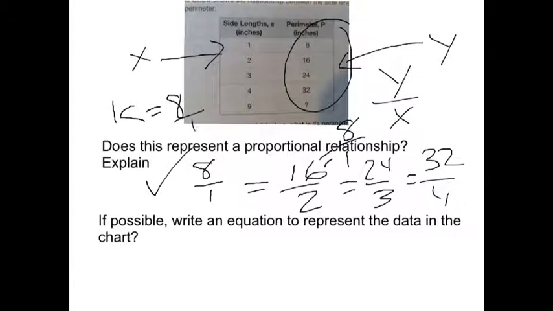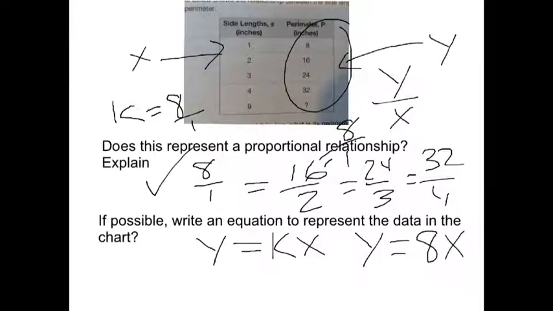So if I'm asked to write an equation to represent the data in this chart, based on what I know from the previous slide, my equations are always going to be the output equals the constant of proportionality times the input. Because we just found out that k is 8, my equation would be y equals 8x. And what this equation will let me do is figure out any output given an input for this particular relationship. In this particular case, the output y is 8 times the input x, so the perimeter will always be 8 times the side length.